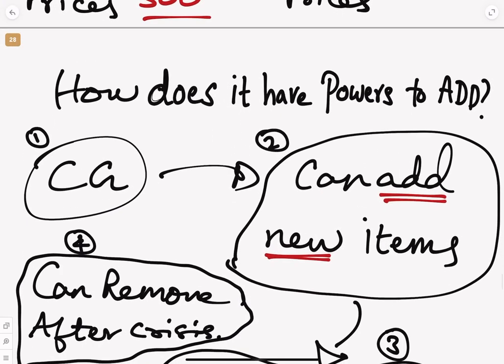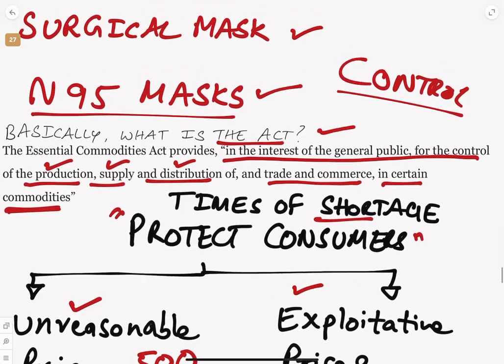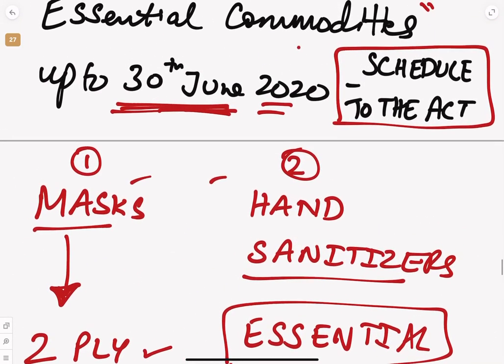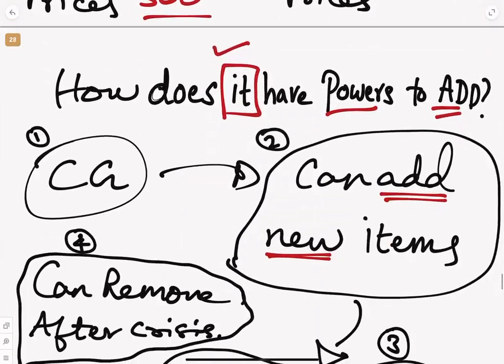So how does the government have powers to add things into the schedule? We have these masks and hand sanitizers, right? And the schedule will give the list of the essential commodities.